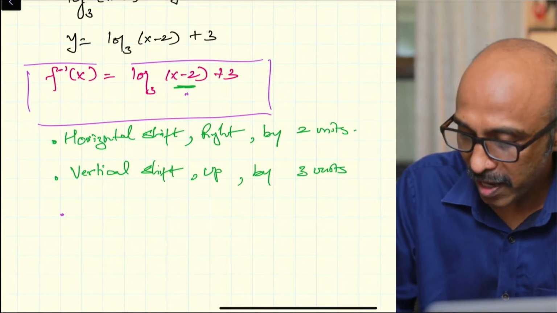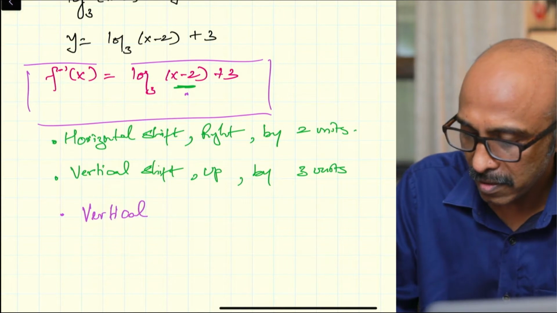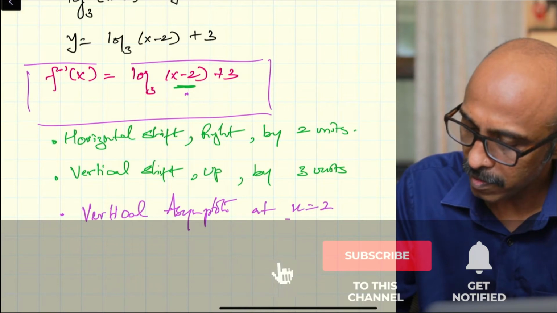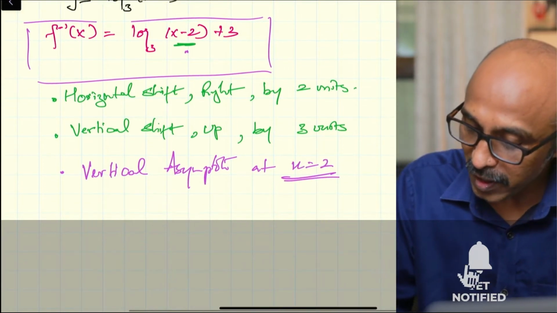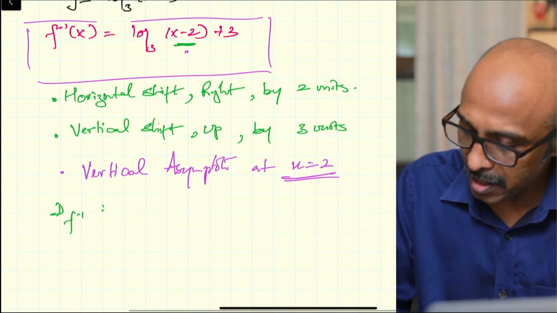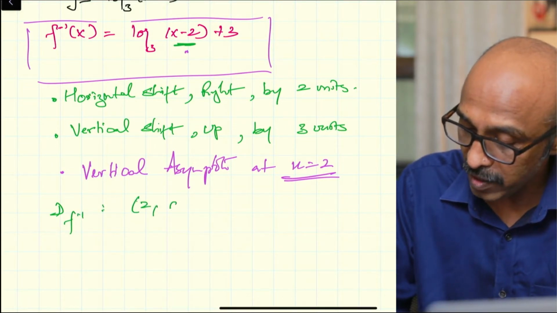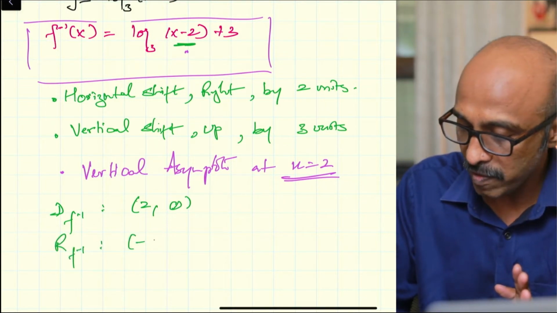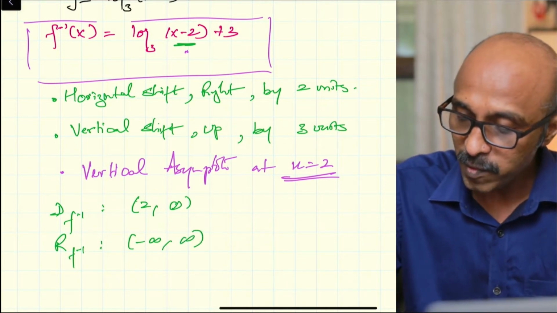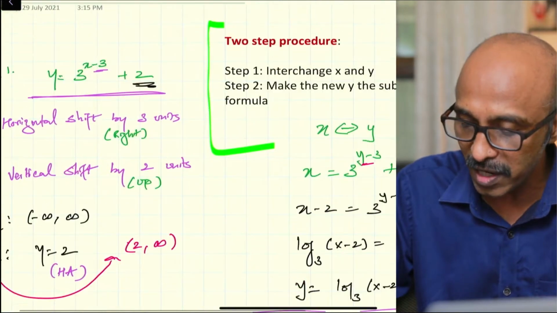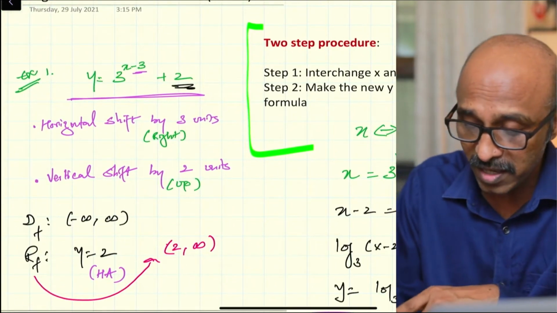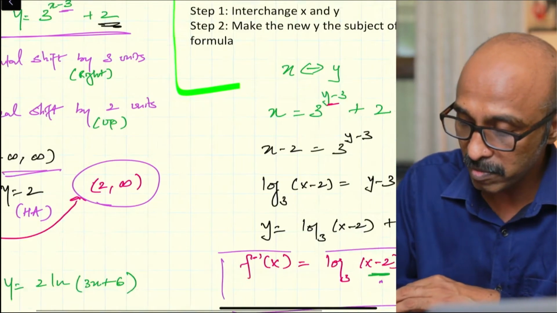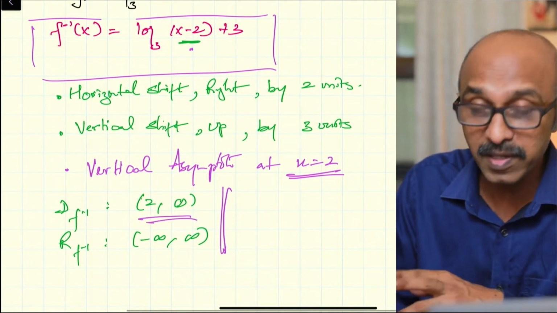This graph is also going to have a vertical asymptote at x equals 2. The domain of this inverse function will be from 2 to infinity. And the range of the inverse function is going to be from negative infinity to infinity. If you compare, the domain has become the range. The range of the log function is negative infinity to infinity, and the domain is from 2 to infinity.